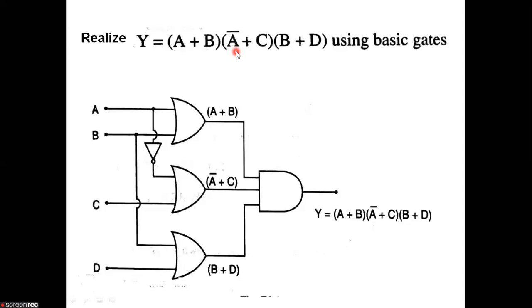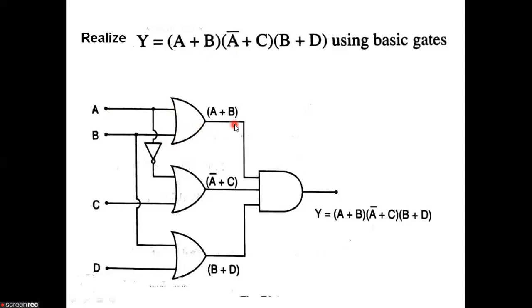So first see here how we are doing it. First expression is A plus B. So there is a plus sign, that is OR. So here this is the first OR gate. A is going and B is going as the inputs of the first OR gate. Output is A plus B.